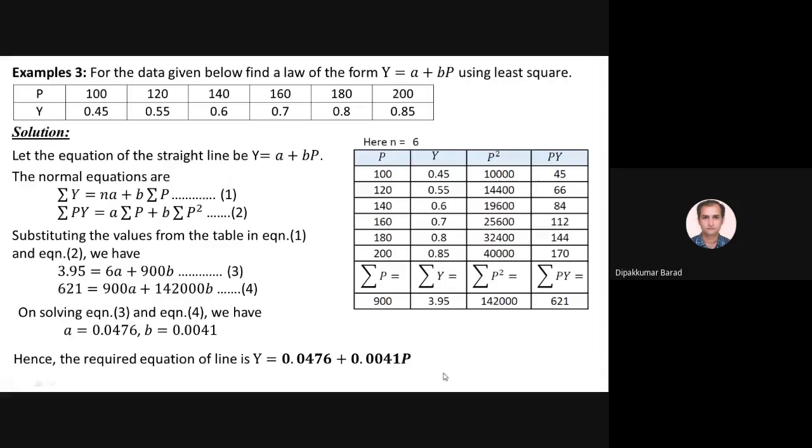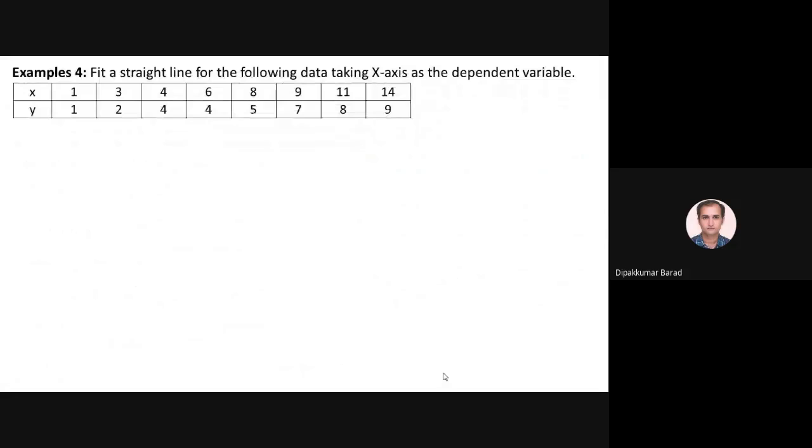Now example number 4: fit a straight line for the following data, taking x-axis as a dependent variable. Now see here, x is your dependent variable. So we want to find the equation x equal to a plus by. In the normal equations, instead of x we have to write y, and instead of y we have to write x.